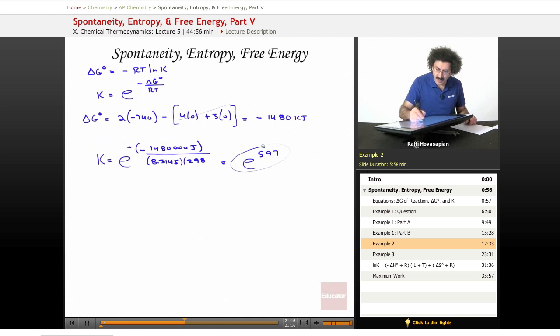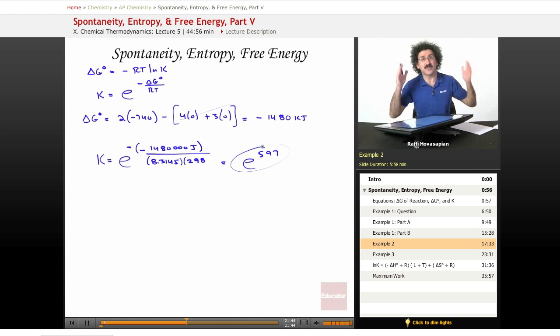Now, what can you tell me about e to the 597? Is that a big number? Yes, that's a massive number. It's absolutely massive. That means that when you see an equilibrium constant that's this big, once this reaction reaches equilibrium, it is so far to the right that literally there is absolutely no reactant left. There is no iron and there is no oxygen gas left. It is so far to the right. So this is what we would call completion.